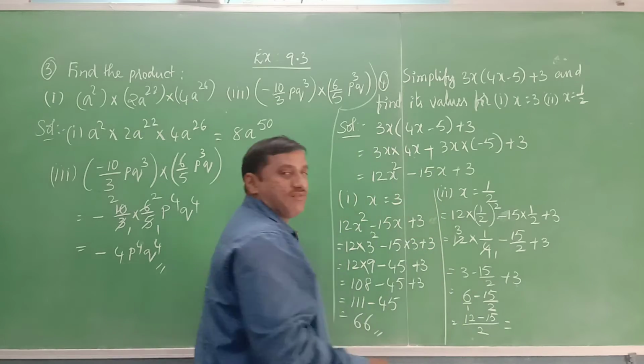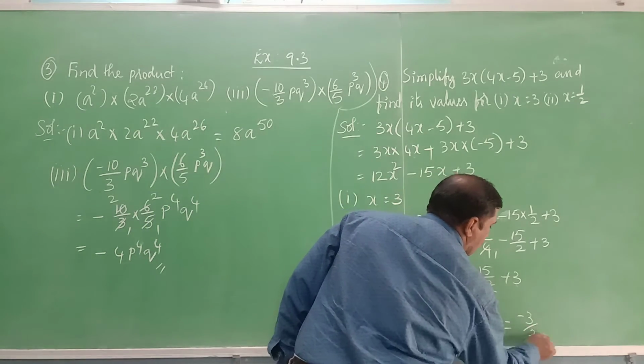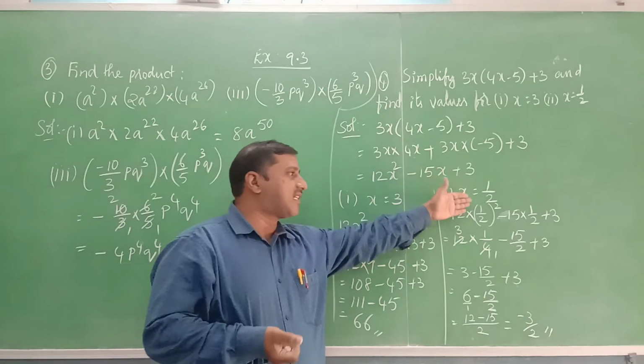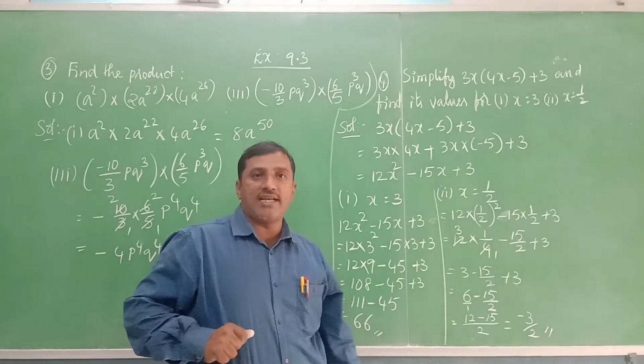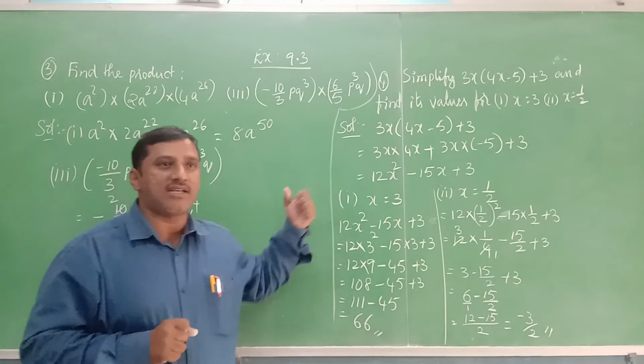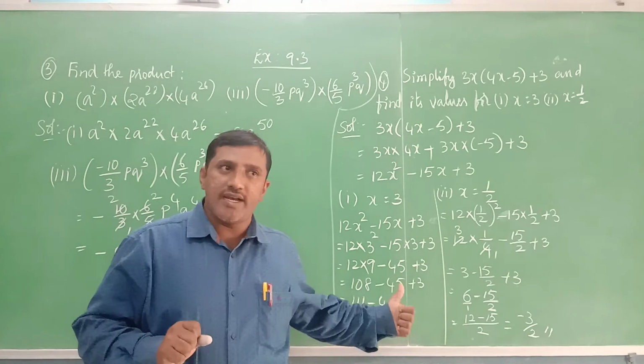Now 12 minus 15 is how much? Minus 3 by 2. Therefore, what is the value of the given expression? At x is equal to 1 by 2 it is minus 3 by 2. Simplify, substitute the given value in the place of variable and again you simplify and you get its value. Is it clear, children?